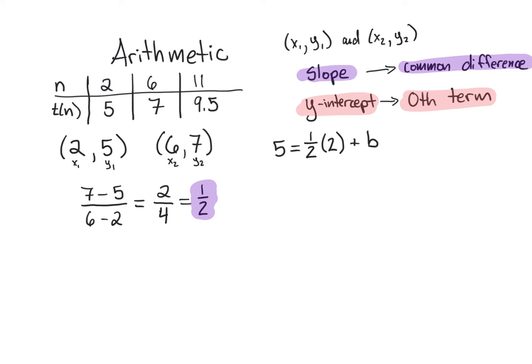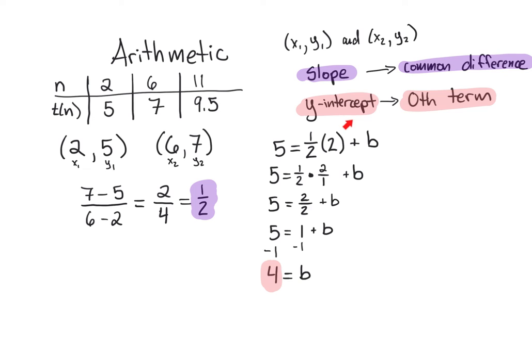Cool. So 1/2 times 2 is 1. Then we'll subtract that 1 from each side to isolate our b. And we get that our b is equal to 4. So our y-intercept, aka our 0th term, is 4.